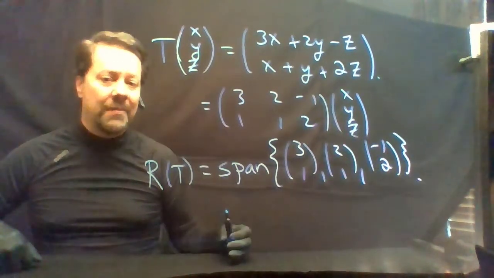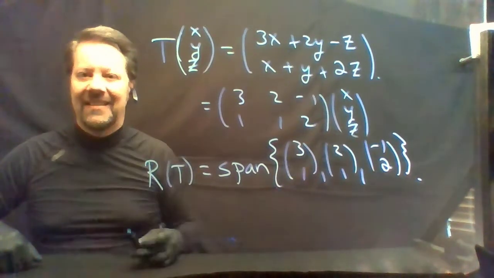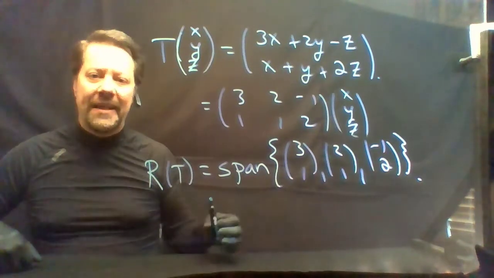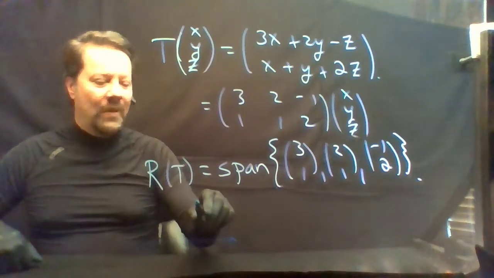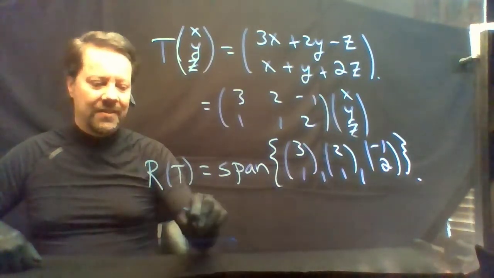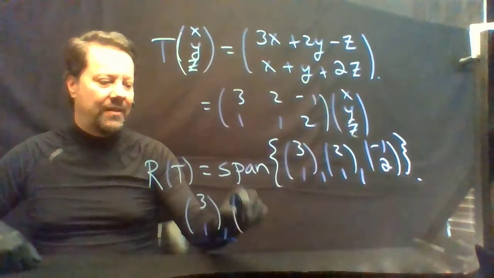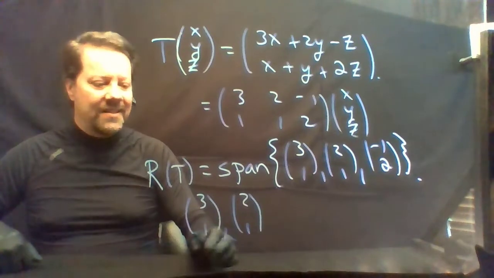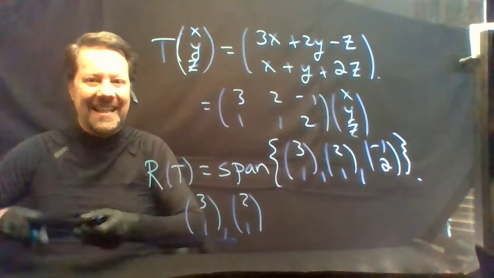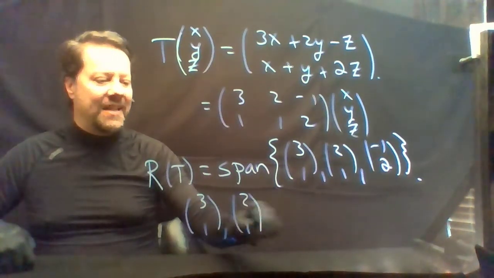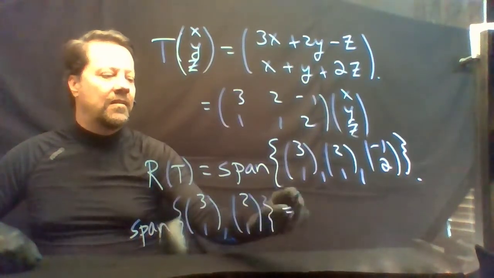Since we have 3 column vectors in a two-dimensional space, we know they are linearly dependent. The question is, how many of them does it take to reconstruct this entire span? Well, take a look at the first 2 vectors. 3, 1 is not a multiple of 2, 1. Since they're not multiples, they're not parallel, which means they poke off in independent directions. That means these things span all of R2.